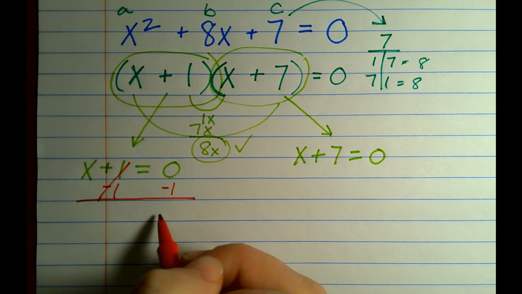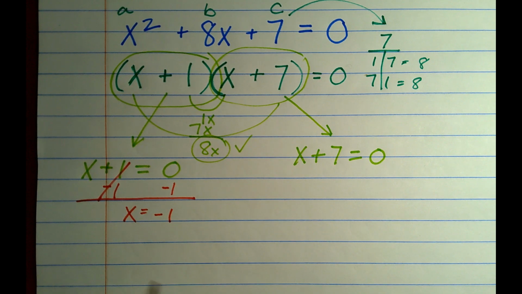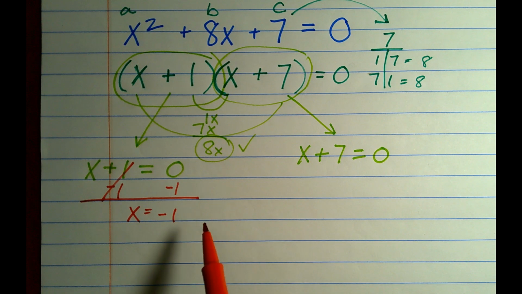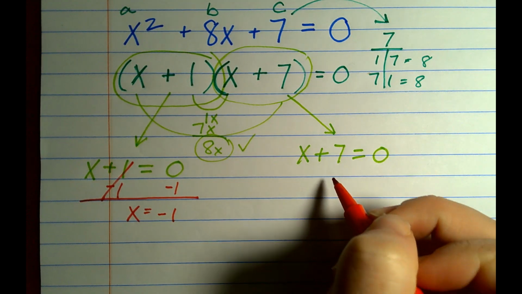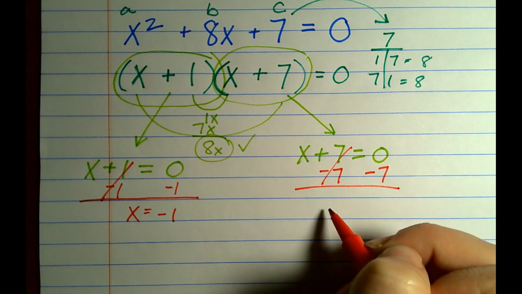Yeah, I'm subtracting. 0 minus 1 is negative 1. So that is one of the values of x. Pause. Okay, so we just factored this equation. We found that x is negative 1. What's the other value of x going to be? Negative 7. Good.